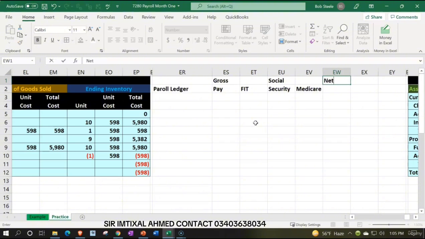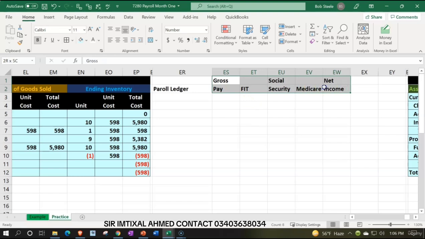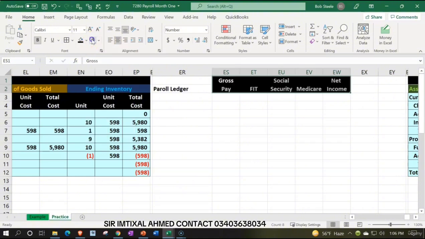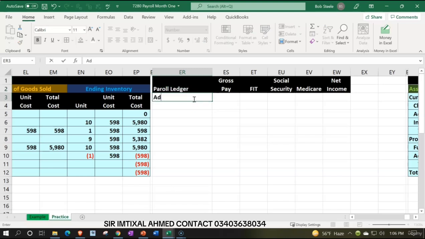and then net income. Okay, and then let's do some bolding over here, some formatting, alignment. Let's make this centered. Let's make it black and white for our header. Let's make this one black and white too. And then we're going to have our 2 employees, which are going to be Adam Hamilton. I'm not sure if that's how you spell it, but that's going to be it.